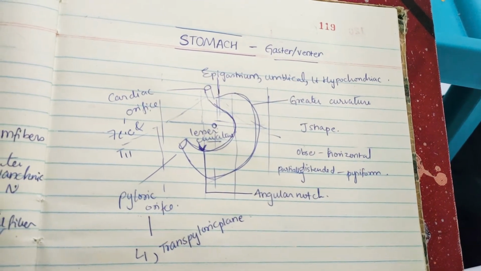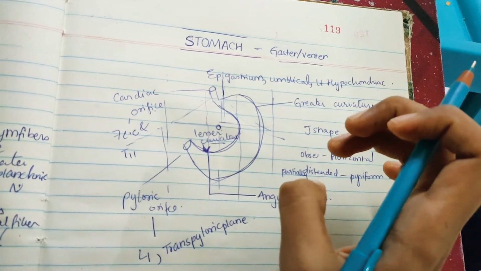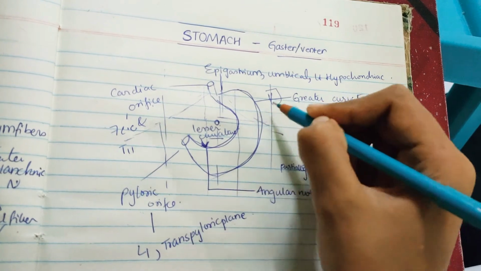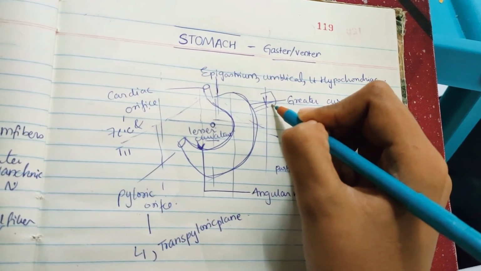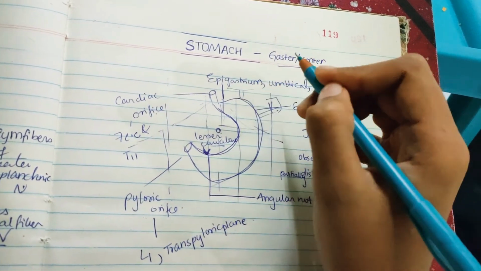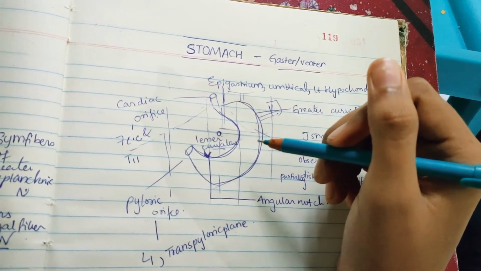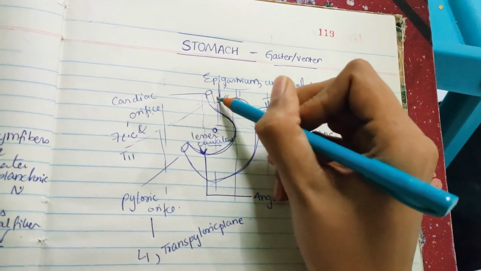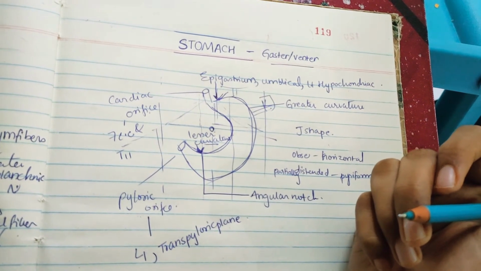So now coming to the greater curvature, it's continuous with the greater omentum, and it also attaches to the gastrosplenic ligament. Backside you will have the spleen. So from the stomach to the spleen you have a ligament, that is the gastrosplenic ligament, and also you have a gastrophrenic ligament from the stomach to the diaphragm. So these two are also attached to the greater curvature of the stomach, and this is called the cardiac notch here. This is called cardiac notch, this is called angular notch. So you need to remember these notches.